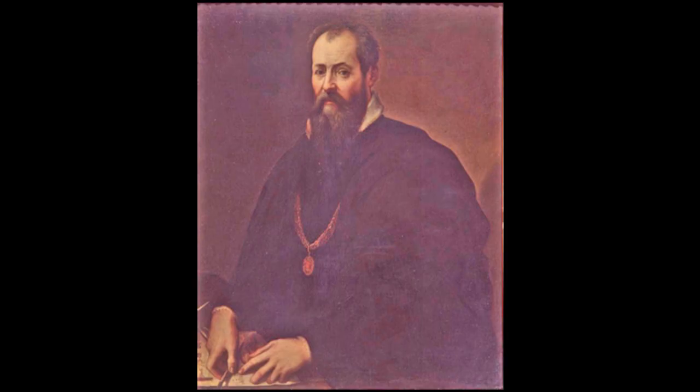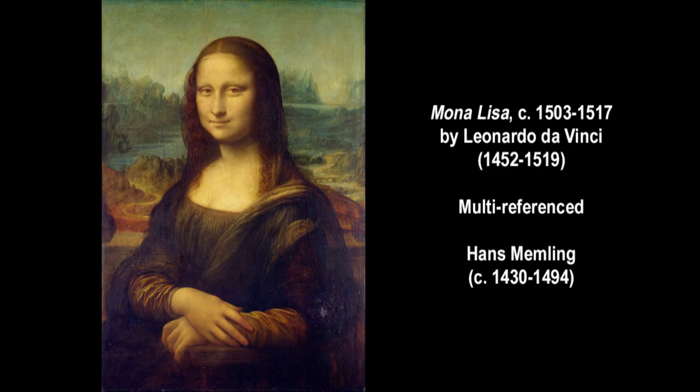Now, the reason I think that Giorgio Vasari, this is a portrait of Giorgio Vasari, attributed to Jacopo Zucchi, painted around 1571. This is at the Uffizi Gallery in Florence. But Vasari, I think, saw what I call a multi-reference, which is when an artist takes several parts from another artist and incorporates it into a single artwork. And I believe that Leonardo da Vinci multi-referenced the painter Hans Memling in the Mona Lisa. And I think Giorgio Vasari spotted this.